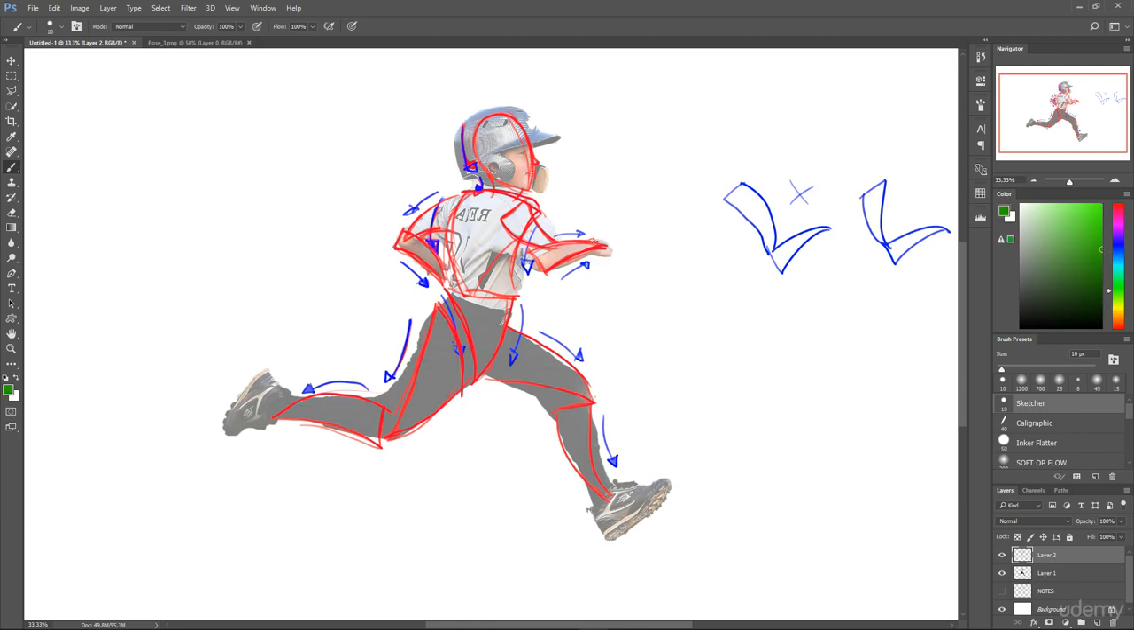And by no means, let me just add, by no means is this a particular drawing workflow. It may be a workflow for you, but as we know from Module 3, we want to do shape and form at the same time.